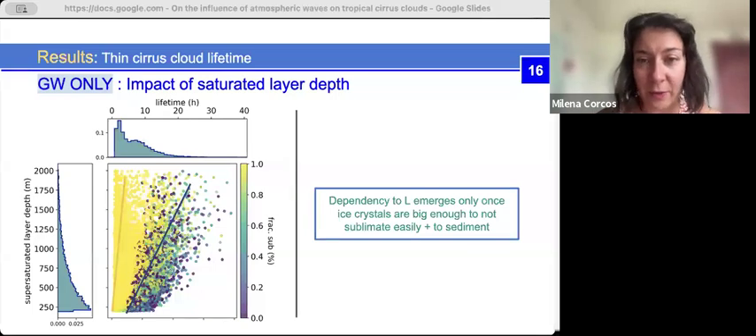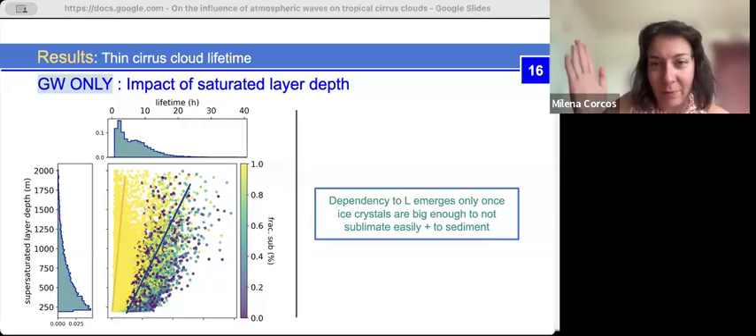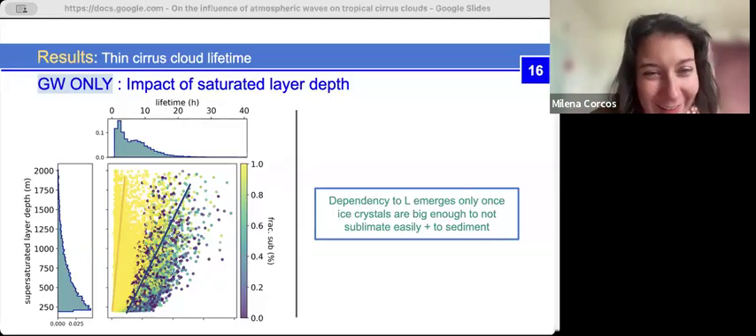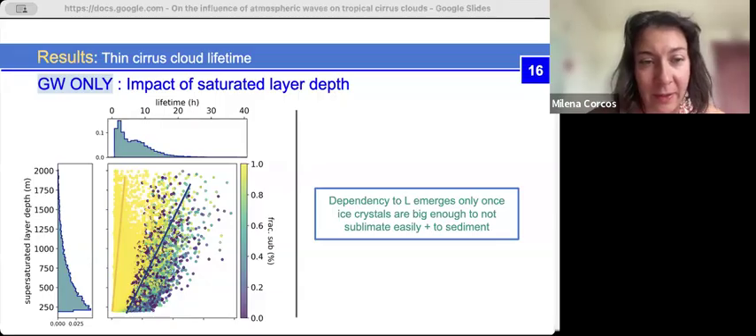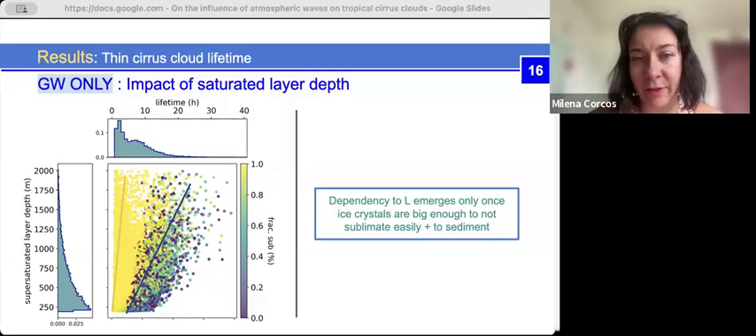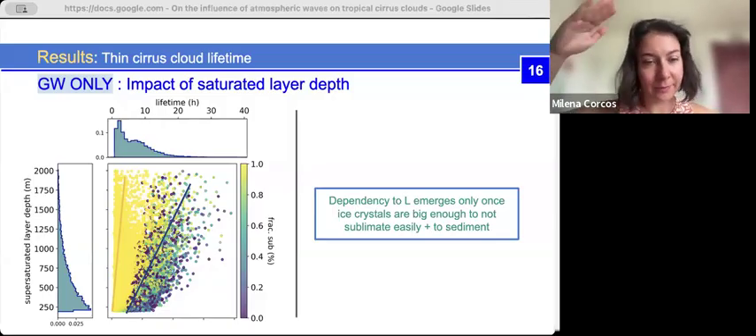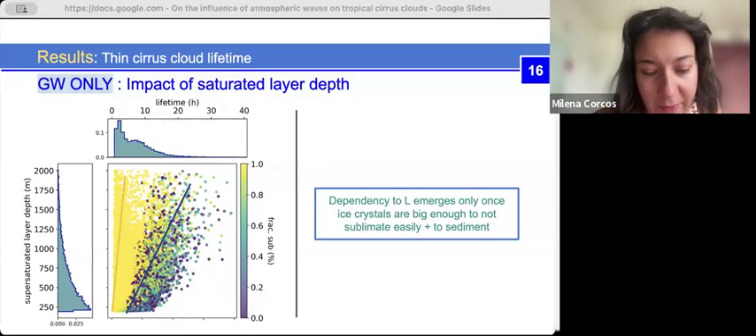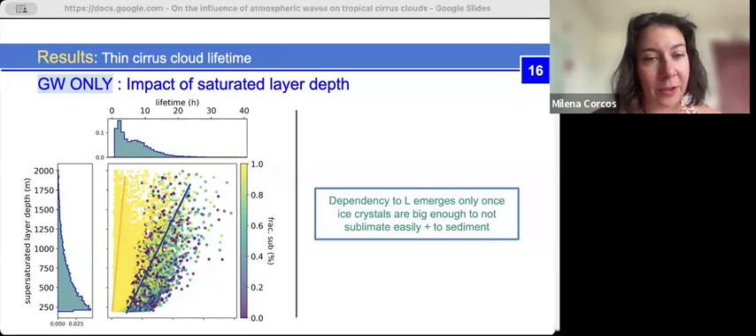But the picture changes for the other clouds, highlighted by my blue line. When the cloud age increases, the distribution shifts towards larger saturated layer depth. The longest-lived clouds are on average found in deeper saturated columns. So this dependence only emerges when sedimentation becomes the dominant loss process.